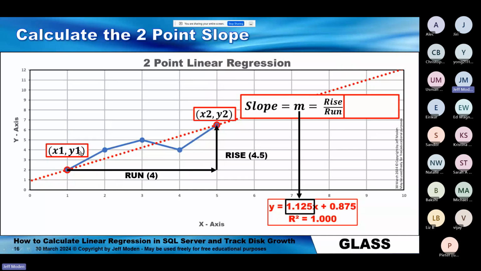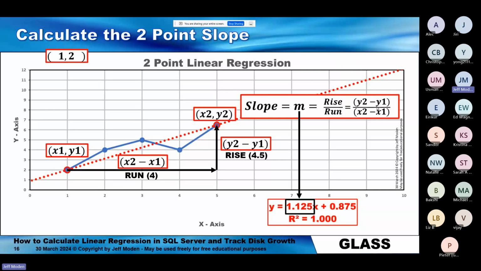And for our second point, x2 and y2. And then we can say, all right, what's the formula for rise? And the answer is y2 minus y1. And what is our formula for run? And the answer is x2 minus x1. Really, really easy stuff.